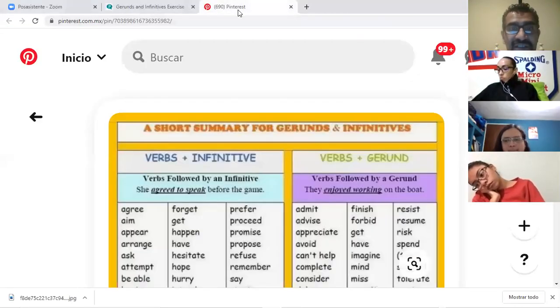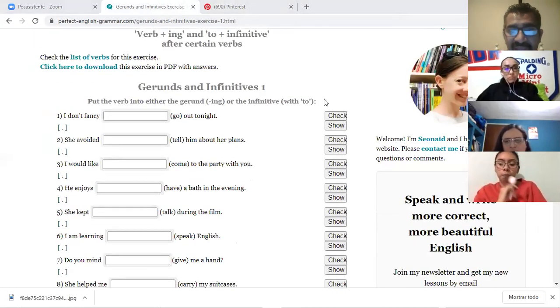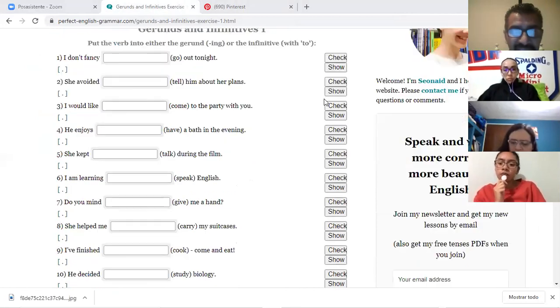First, we're going to do the activity on the internet, and then we do the activities from the book. So let's do the activity on the internet first. Close this, and I open this, and we have that. Okay, can you see the page? Yes. Okay. What do we have to do in this activity? We have to put the verb into either the gerund, -ing, or the infinitive with to. If there is a word you don't understand, please ask me. All right? Let's begin.